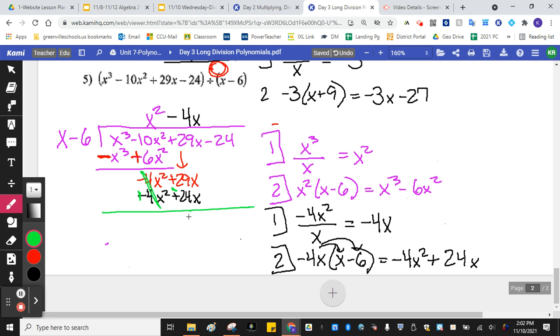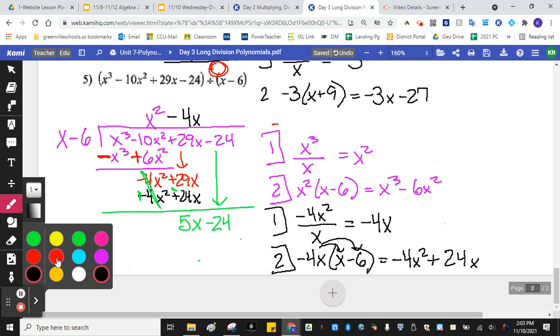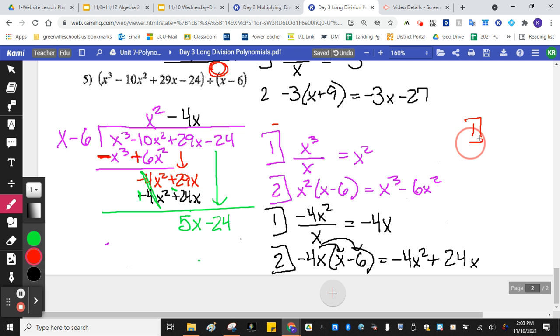And I get 5x. Bring down the -24. Okay, 5x, and then bring down the 24, and I start the process over again. How do I start? With the 5x into the x. So 5x divided by x is 5. Right? Yep. So 5 goes on top of my division sign.